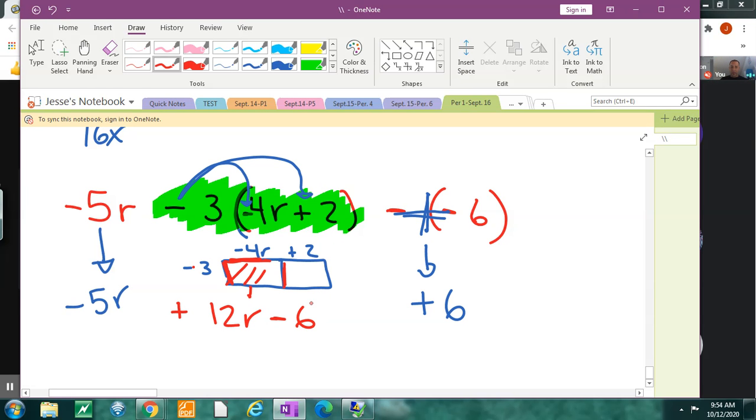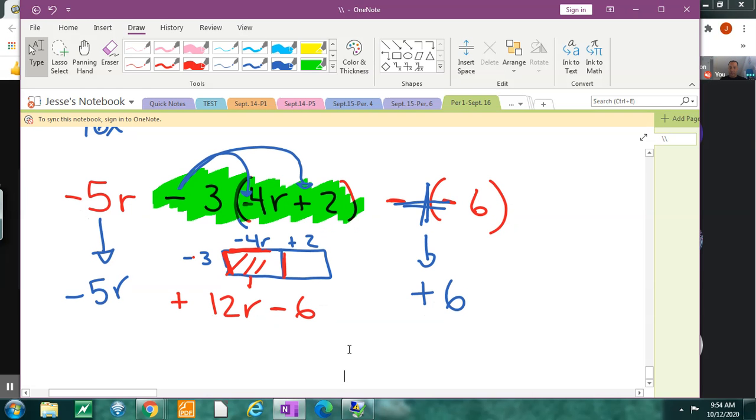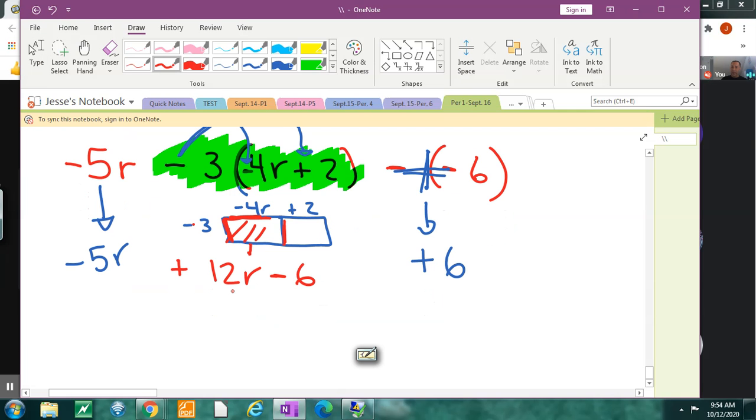Okay? And then, so now let's go ahead and combine like terms. Okay? So what do we do? The negative 5r, I'm going to go ahead and combine that with the what? Negative 6? No, it doesn't have an r. Positive 6? No, it doesn't have an r. Oh, the 12r. Duh. Right?